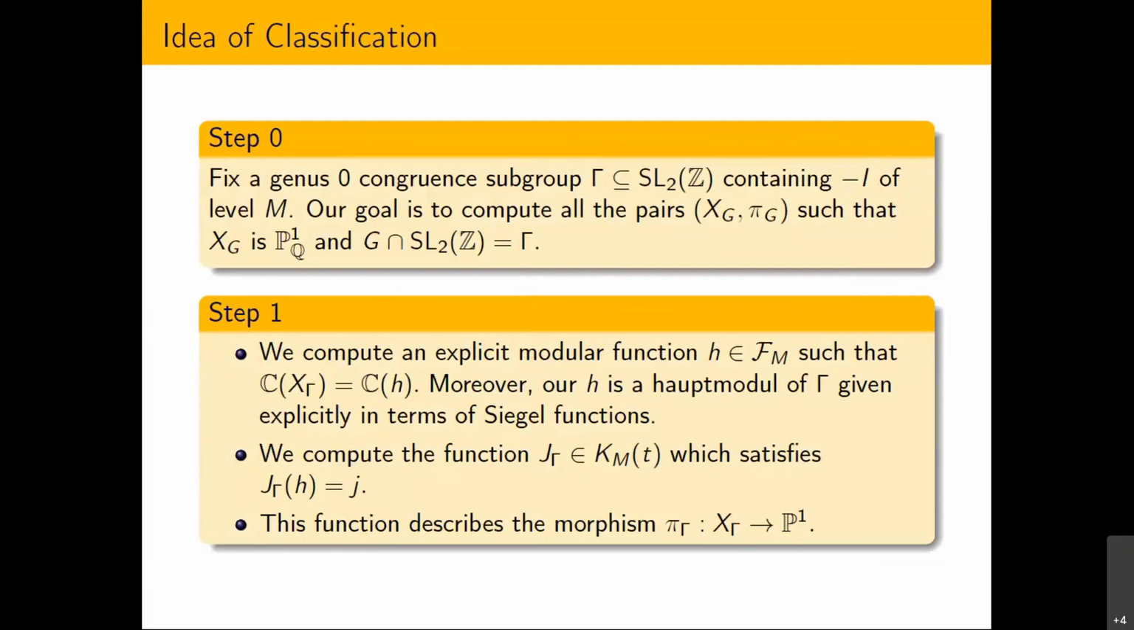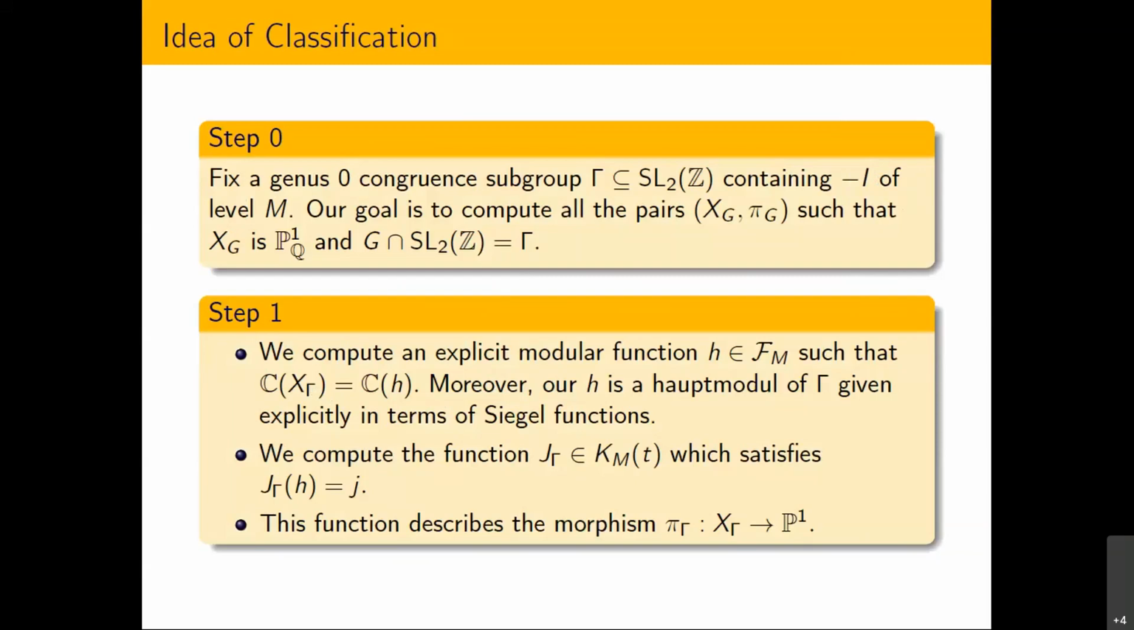Okay. So now for this fixed congruence subgroup, you can look at the Cummins-Pauli database. I think there are 120 or 121 genus 0 congruence subgroups. For each one of them, I compute an explicit modular function h that lies in F_M. I would like to recall F_M was the field of meromorphic functions defined on X_Γ whose q-expansions had coefficients in K_M. So I compute an explicit modular function that is a generator for the function field of X_Γ.